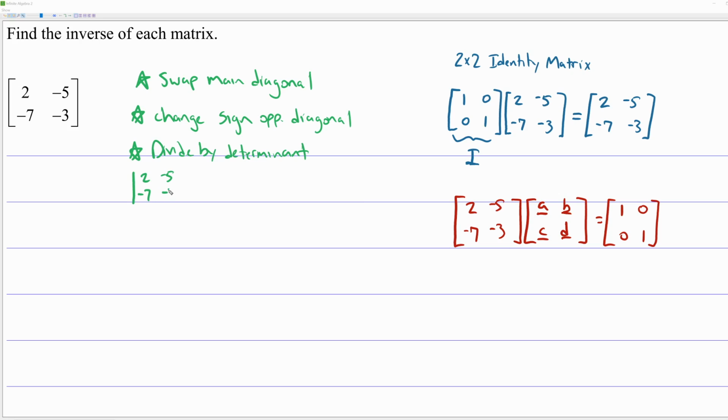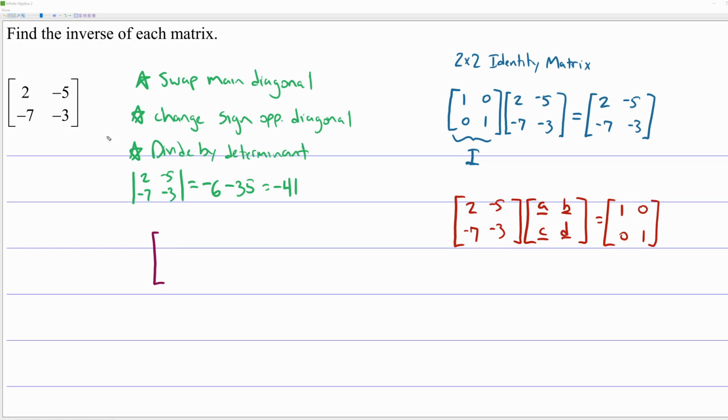So let's go ahead and find the determinant. 2 times negative 3 is negative 6. Negative 5 times negative 7 is 35, and we're subtracting. So the determinant is negative 41. Now, we're ready to write down the 2 by 2 inverse. Let's follow the instructions here. You can do this in any order, it doesn't matter, that's why I didn't number them.